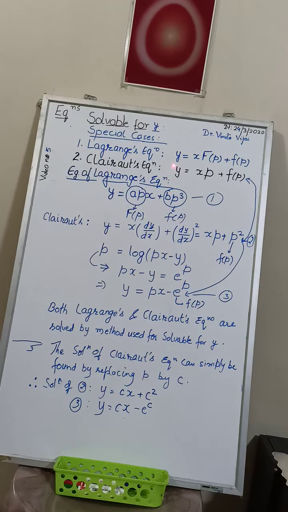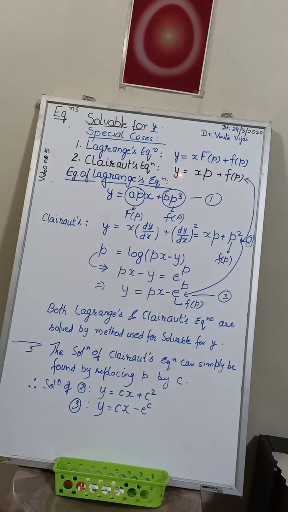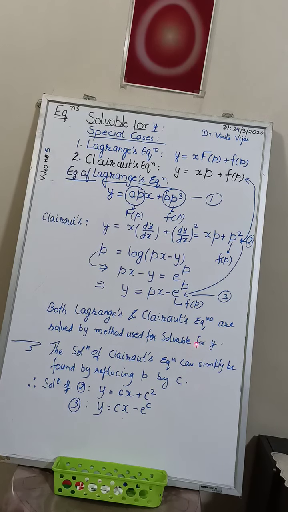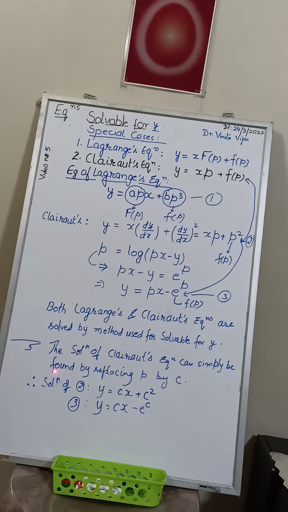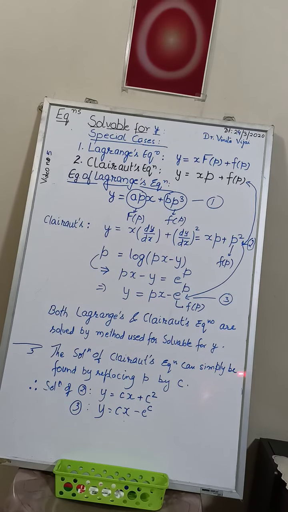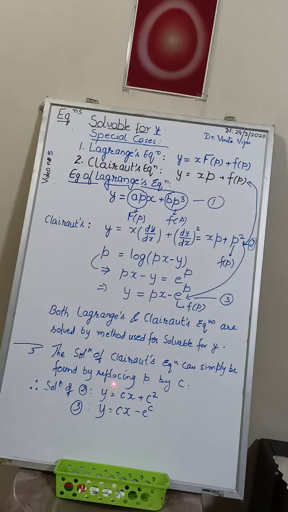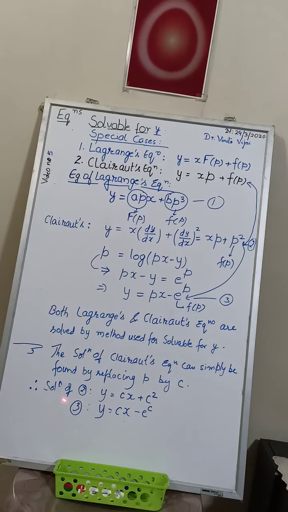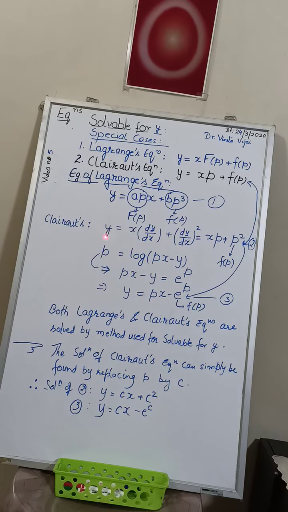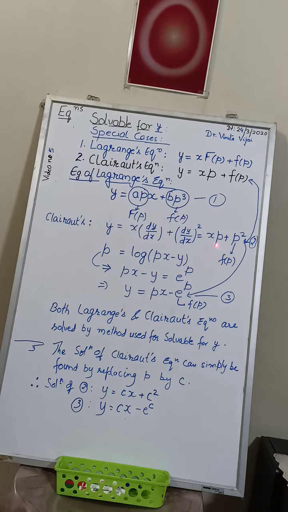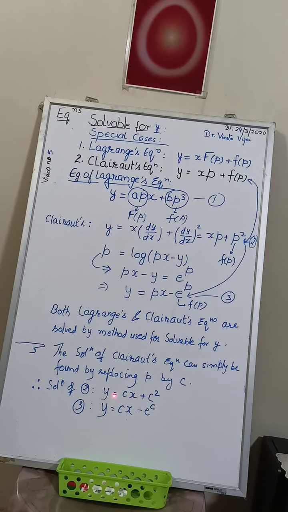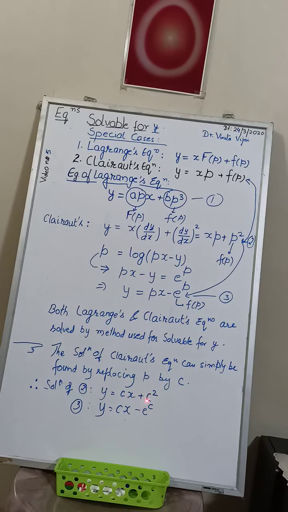Now these two forms, Lagrange's form and Clairaut's form, both are solved by the method used for equations solvable for y. Now there is something special about Clairaut's equation. The solution of Clairaut's equation can simply be found by replacing small p by small c. Therefore the solution of 2 will be given as, now let me see where is 2. So 2 is y equal to xp plus p square. So I replace p by c. So this is xc plus c square. So I have written y equal to cx plus c square.